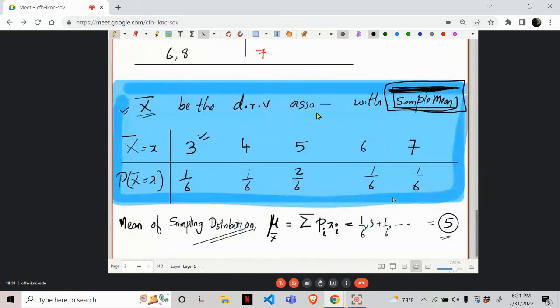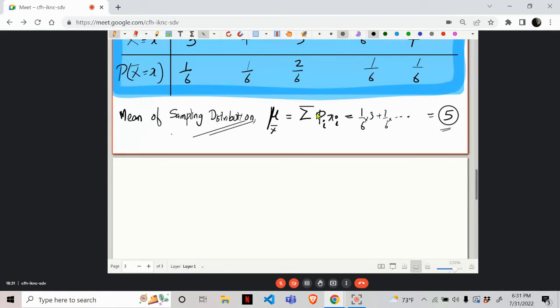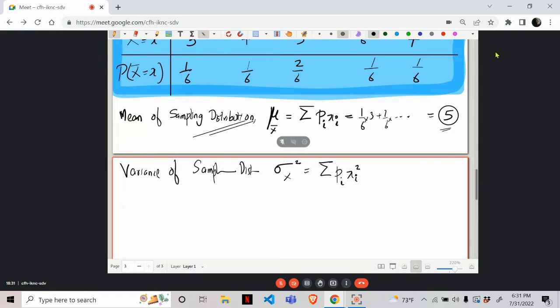Asmit, did you get the values? Yes, sir. 5. Okay, now let me ask, Jessica, can you please tell me the formula for variance? Sigma square. Yeah, that I know, but what is the variance of the sampling distribution? Come on. It's hardly 1 month since we learned. Sigma x squared minus mean square. Find it, please.